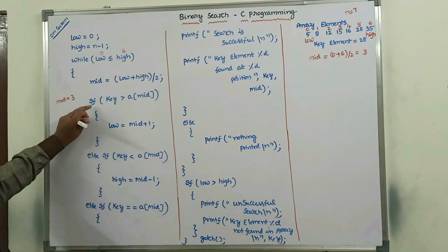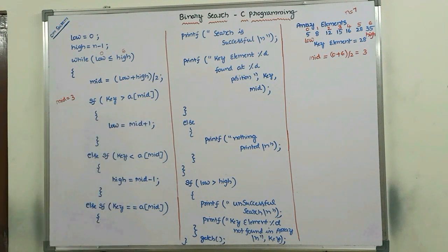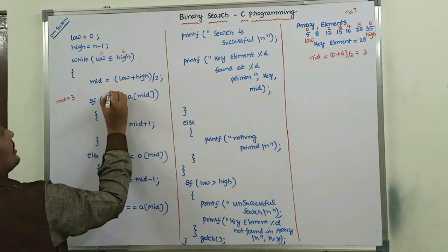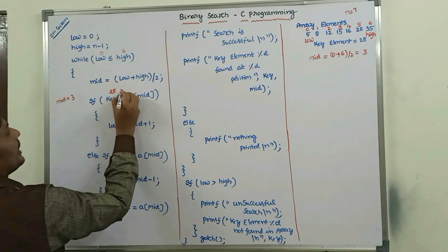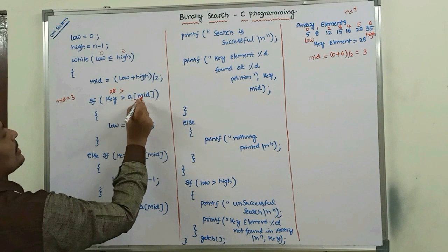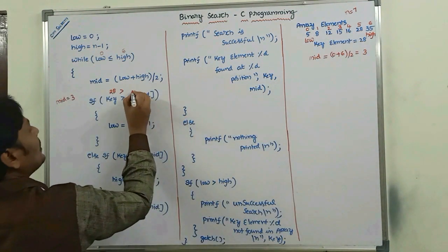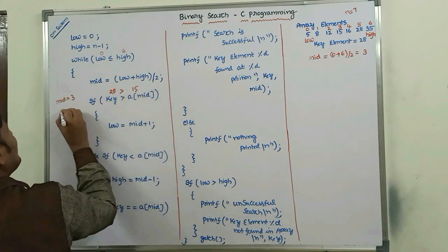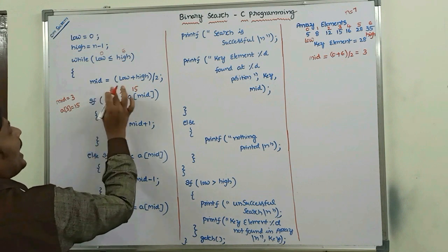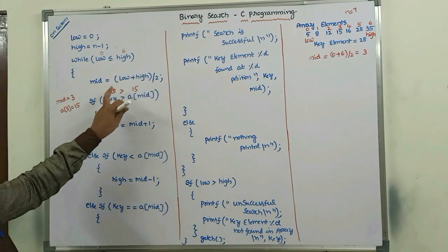Next, if key greater than a of mid: what is the key element? The key element is 28. Is 28 greater than a of mid? The mid value is 3, so that means a of 3. What is the element at a of 3? That is 15. So a of 3 is equal to 15. So 28 greater than 15.